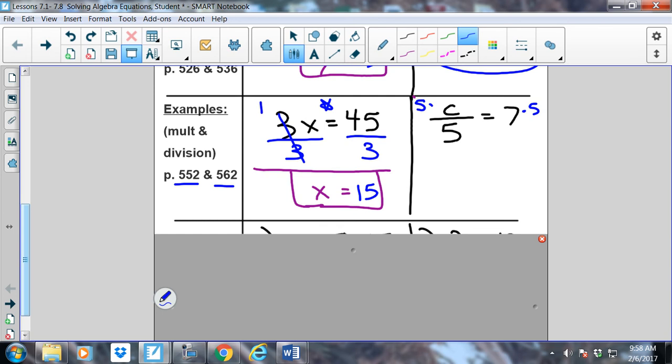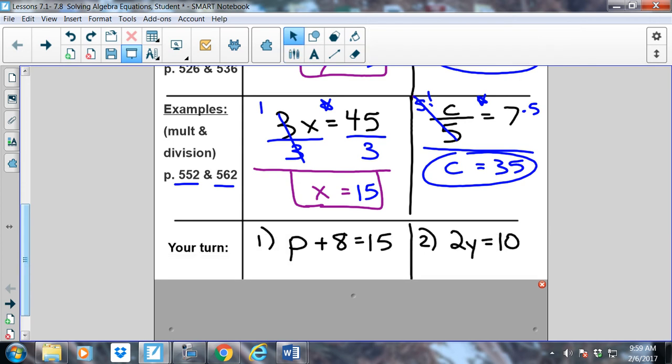So why did we multiply both sides times 5? Because the operation's division. 5 divided by 5, we're back to the 1 thing again, right? So what's left over there? Just the c. Well, you could put a 1c if you wanted, but it's the same as c. And 7 times 5 is 35. Circle your answer. Substitute it in. Check it. 35 divided by 5. Does that equal 7? Yes, it does. You're good to go.